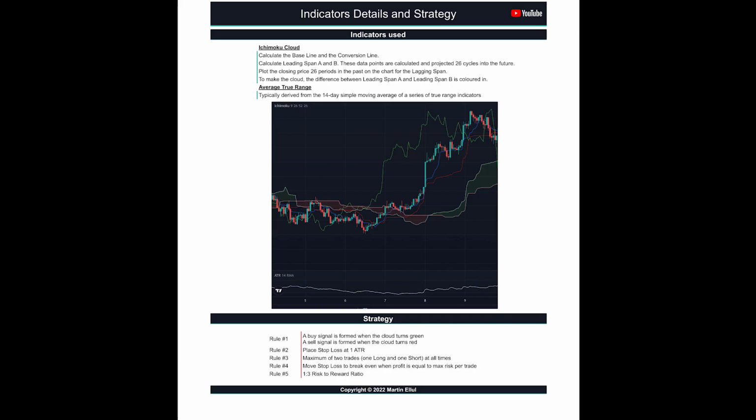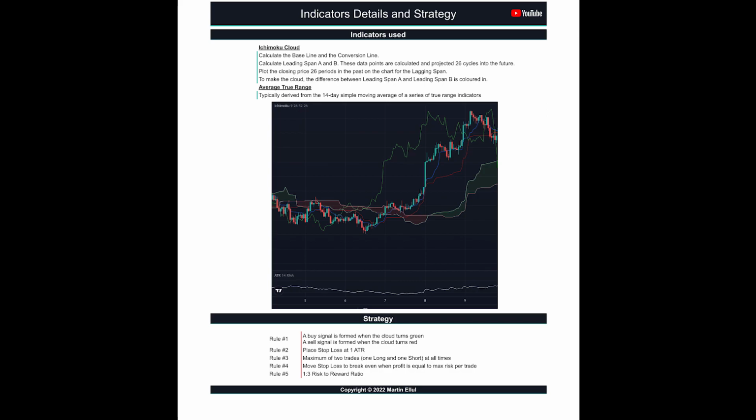And then to make the cloud, the difference between the leading span A and the leading span B is colored in. Then you color the cloud green when leading span A is greater than the leading span B, and you color the cloud red when the leading span A is less than the leading span B. One data point will be created as a result of the preceding processes. To make the lines, you go through the procedures again as each period ends to create new data points for that time. And then to produce the lines and cloud effect, you connect the data points together.